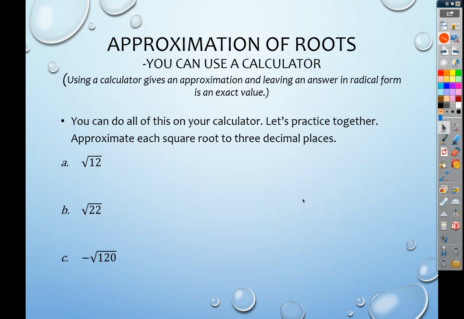All right, now, when it asks for the approximation of a root, you can use your calculator. Using a calculator gives an approximation, and leaving an answer in radical form is the exact value. You can do all of this on your calculator. Let's practice together. Approximate the square root to 3 decimal places. If you do not know how to do this on your calculator, you need to let me know so I can show you. If you put these in your calculator, you should get these as your answers. So just let me know if you don't, because that's all just learning how to use your calculator.